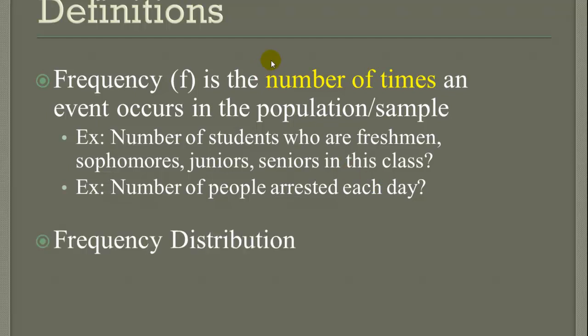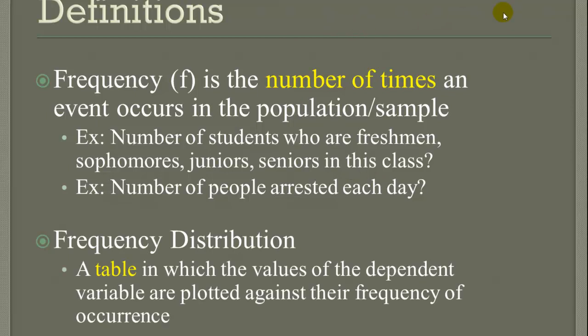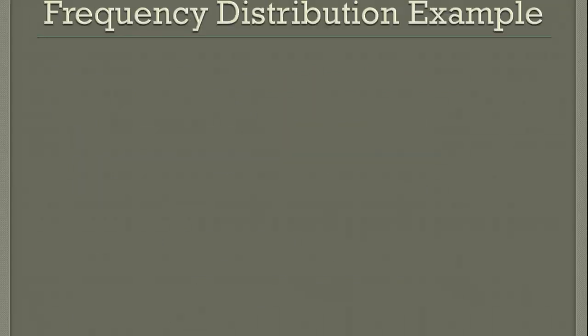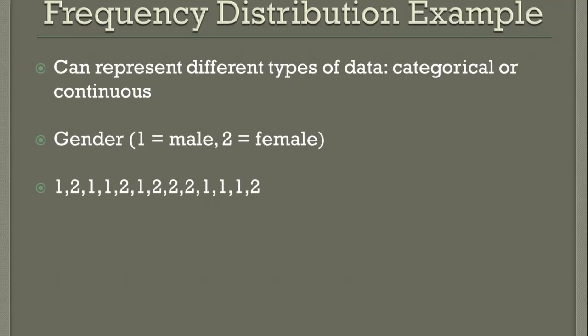Now, what's a frequency distribution? It's basically just a table that shows you the various values for your dependent variable and the various frequencies that occur, so you can see all of them. Now, it's better if we see this in action. So let's get an example here.